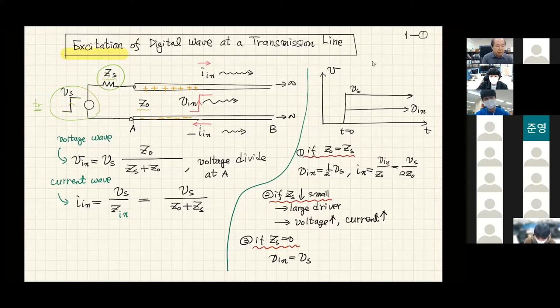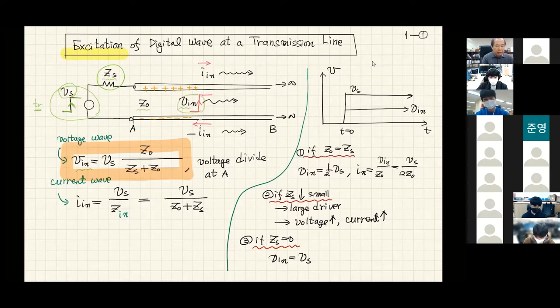Let's assume that we suddenly have switching, and by having that switch, we have a transition from 0 to Vs at a very fast rising time. Then a wave voltage V in will be generated and will start to propagate along the transmission line. Here, the important thing I would like to emphasize at this moment is this equation.